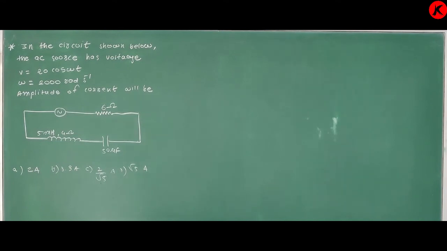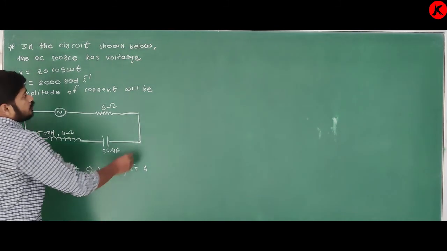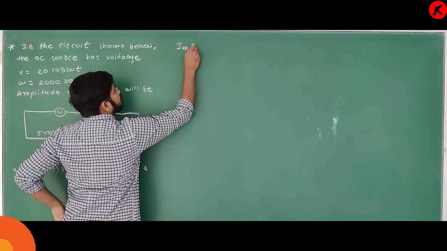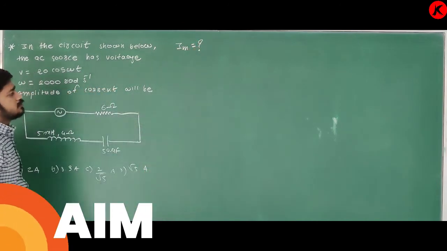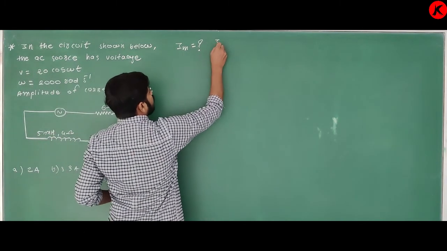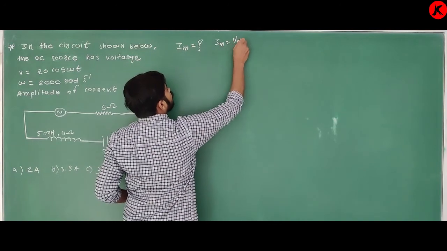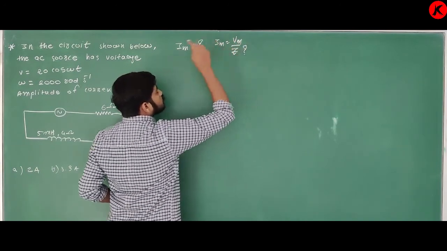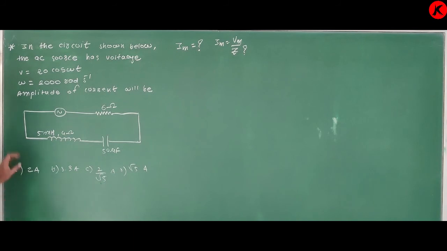Now the next question. In the circuit shown below, the AC source has voltage V equal to 20 cos omega t, where omega is equal to 2000 radian per second. The amplitude of current will be, that means you have to find Im. What is the equation of Im? Im is equal to Vm upon Z. So first we have to find the impedance Z.